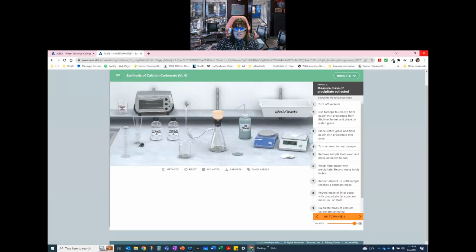Pick it up again, put it back in there again, put that down, pick that up, put that in there, turn it on. So I need to make sure that that is a constant mass. So this is why I keep doing this. It says, repeat steps 3 to 6 until sample reaches a constant mass. So that's what I'm trying to do, is get it to that constant mass. That's 1.5.